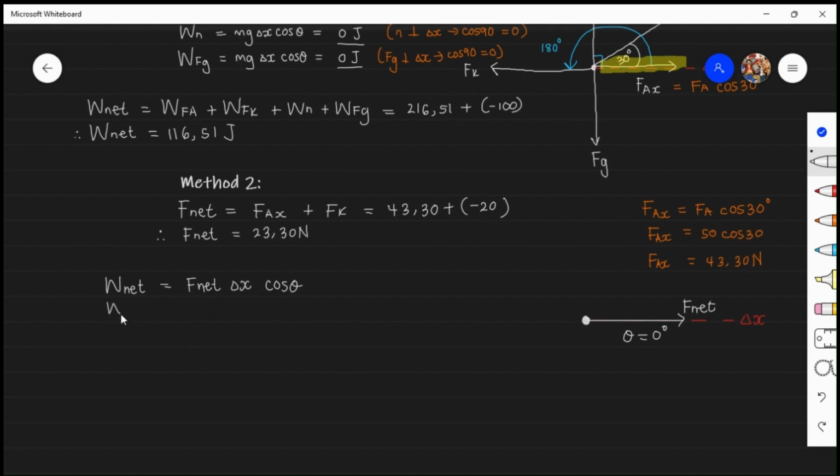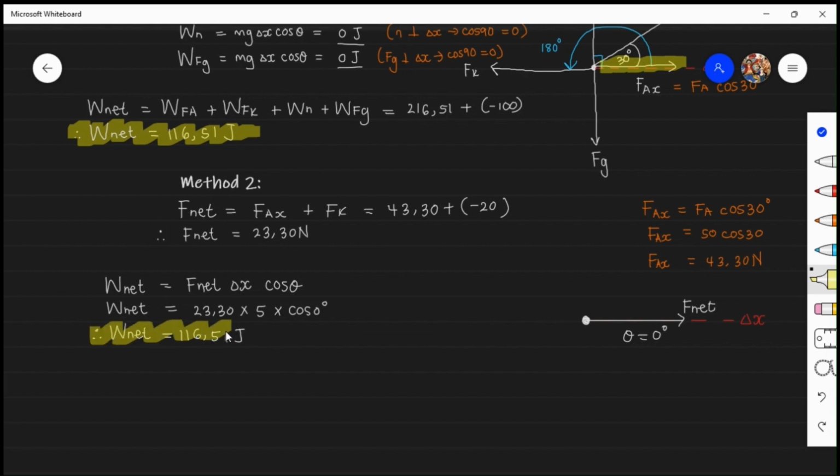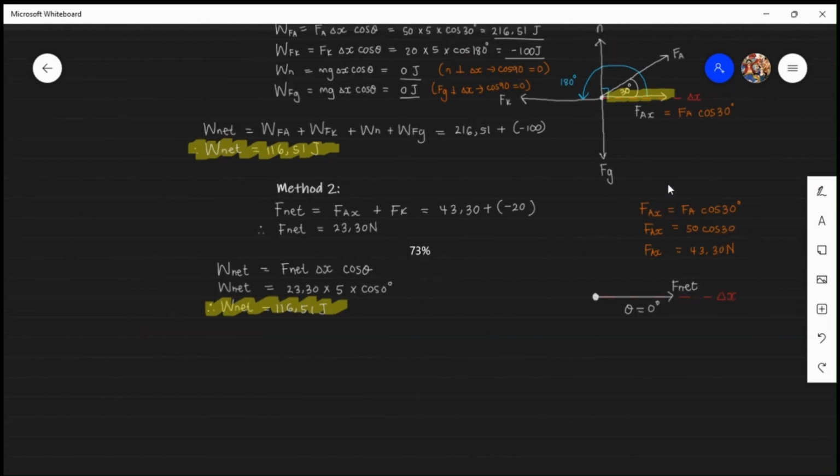So this is then going to be work net equals our net force, which is 23,30 times our displacement, which is 5 meters times cos of 0 degrees. Once we put this onto our calculator, we will end up with a work net value of 116,51 joules. And as you can see, that is the exact same value as our previous method. So irrespective of which method you use, you'll end up with the same value.